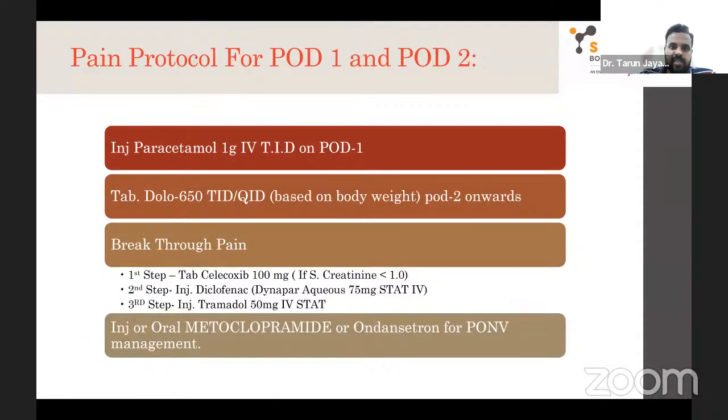So what happens next once the patient is shifted out of the SICU? Again, we give paracetamol TID till discharge, Dolo from POD2 onwards, that is, once the patient is shifted to the room. But now, once the patient is in the room, the breakthrough analgesia protocol is a little different. We give celecoxib, which is a COX-2 inhibitor NSAID, 100 mg if the creatinine is okay. If the patient still has pain, we go with injection Diclo, which is an NSAID. And lastly, if the patient is still having pain, we go ahead with tramadol. Oral metoclopramide or ondansetron is usually given along with the opioid.